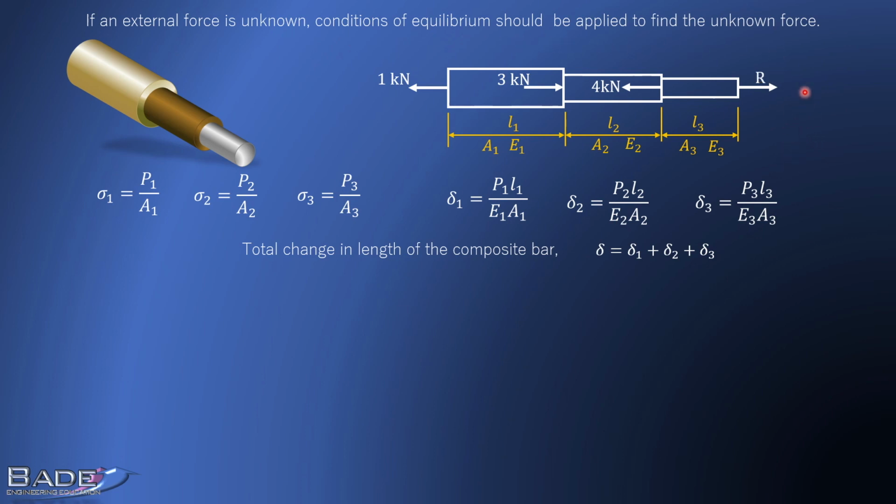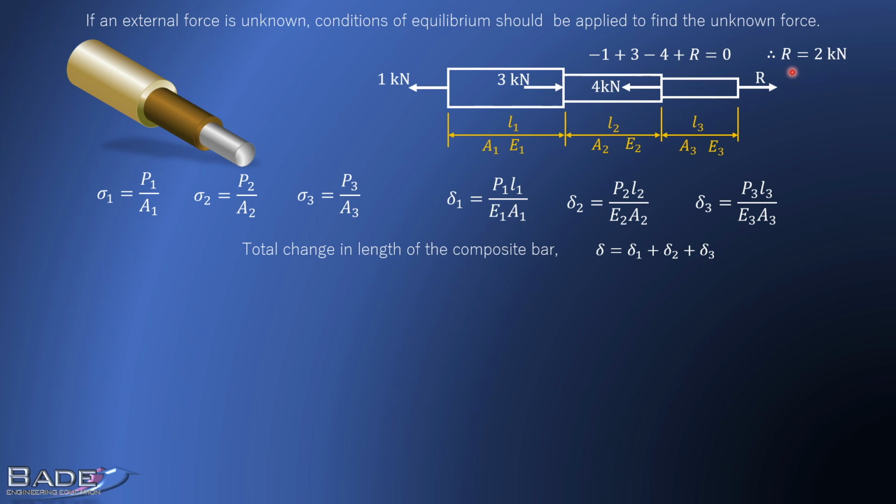Simple. Let's assume that this force is unknown. So apply conditions of equilibrium. Leftwards negative and rightwards positive. So add all these forces. So minus 1 because it is leftwards, plus 3 because it is rightwards, minus 4 because it is leftwards, and R which is rightwards.